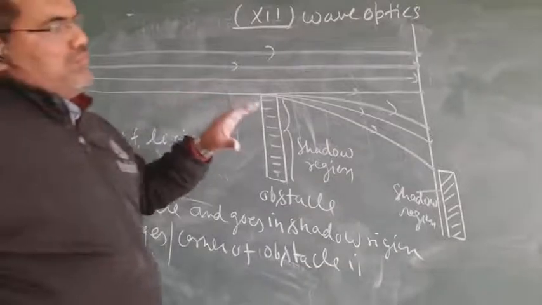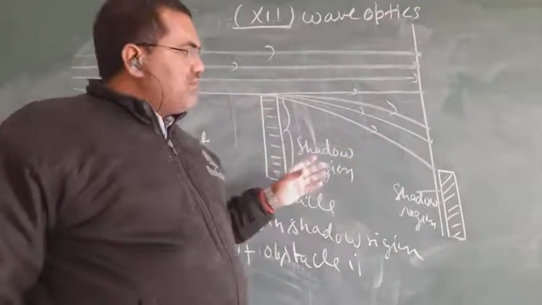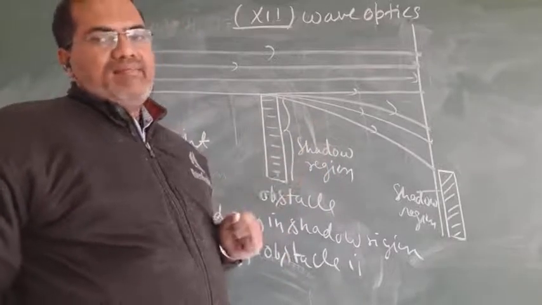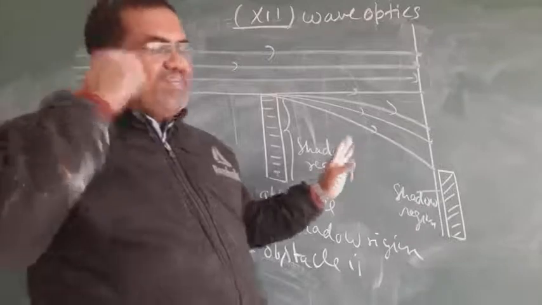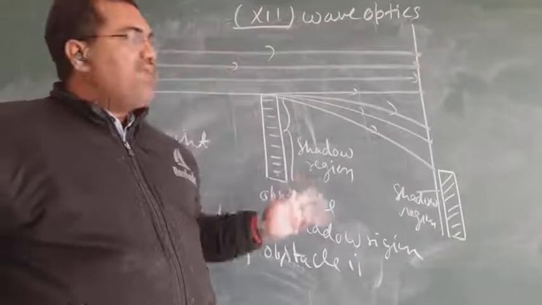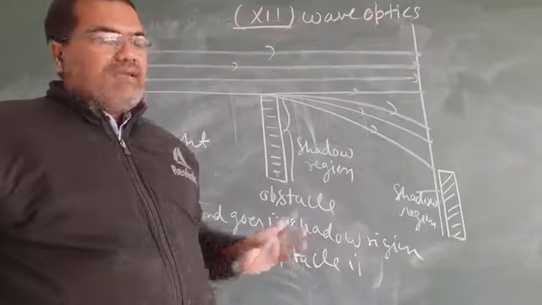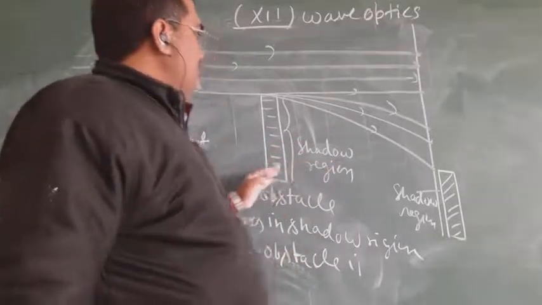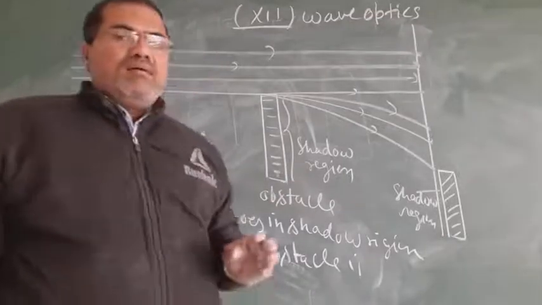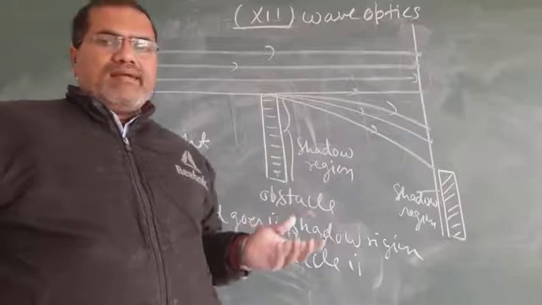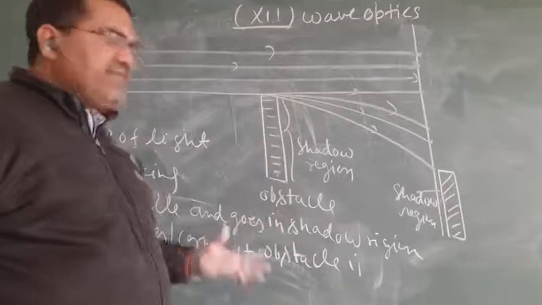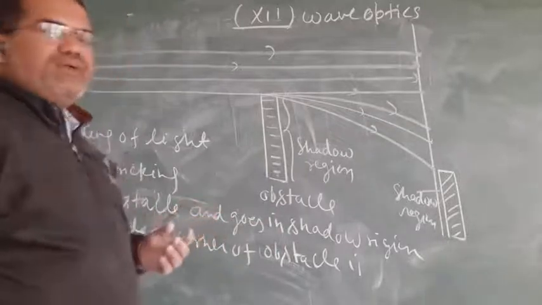So there are bright and dark fringes obtained in the diffraction region to the illuminated region in alternate manner, and the brightness and darkness will decrease. So this phenomenon is called diffraction, you can see.